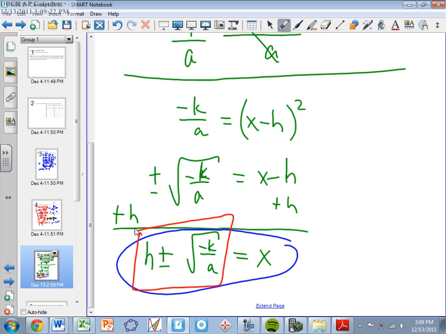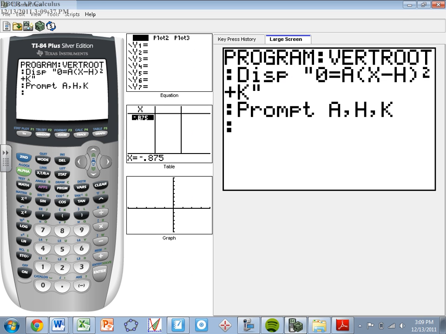Well, I can't write a plus or minus in a calculator. So how did we do this last time, guys? Good. We wrote 2 separate lines of code. The first line displayed with a plus, the second line displayed with a minus. So go back to your calculator. We have to use our display function again.